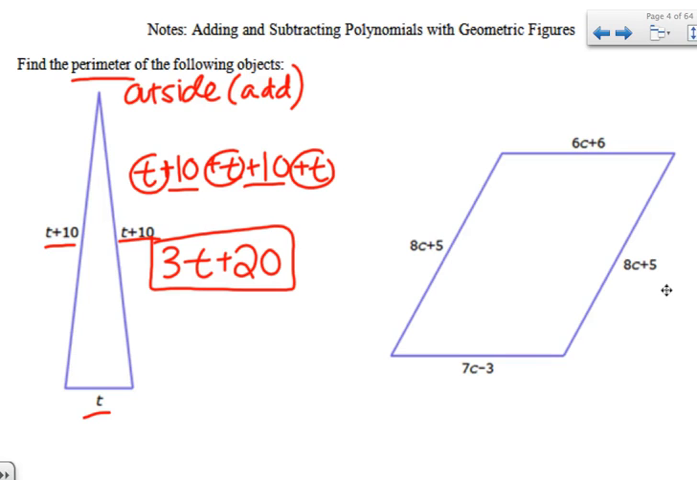So why don't you try finding the perimeter of this rhombus over here, and then press pause and we'll go over the answer.